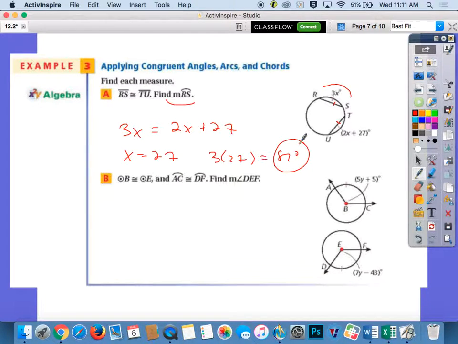Using another one, it gives me that these circles are congruent. Circle B is congruent to circle E. It also tells me that arc AC and arc DF are congruent, and it wants me to find the measure of the central angles. Well, I know that congruent arcs have congruent central angles, so I can set these equal to each other. Solve for y.